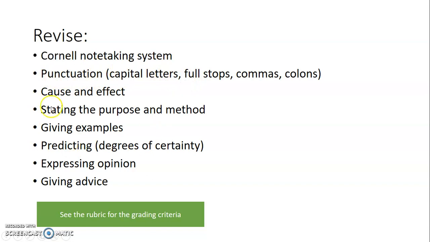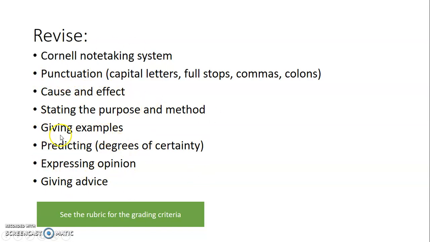Punctuation, yeah, by the way, all these things are in Appendix 1 of the book. Please ask your teacher if you cannot find it. So all the language that you are using while answering these questions, it is there in Appendix 1. So cause and effect, stating the purpose and method, giving examples, predicting with different degrees of certainty, expressing opinion, giving advice, and all the punctuation that is related to the use of these phrases.